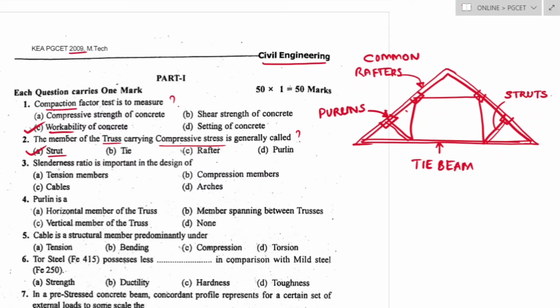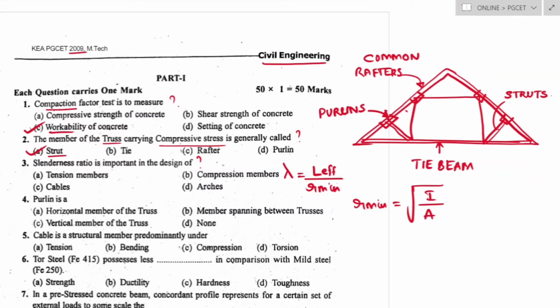Question number 3. Slenderness ratio is important in the design of. Slenderness ratio is defined as the ratio of effective length of the column to the least radius of gyration, and it is denoted by the symbol lambda, where least radius of gyration is given by square root of I by A, where I is the moment of inertia of the section and A is the area of the cross section.